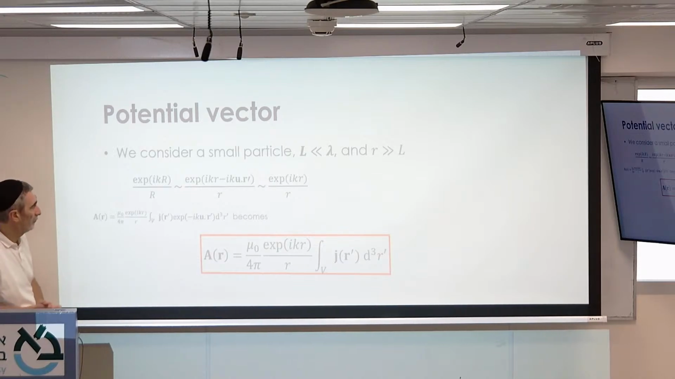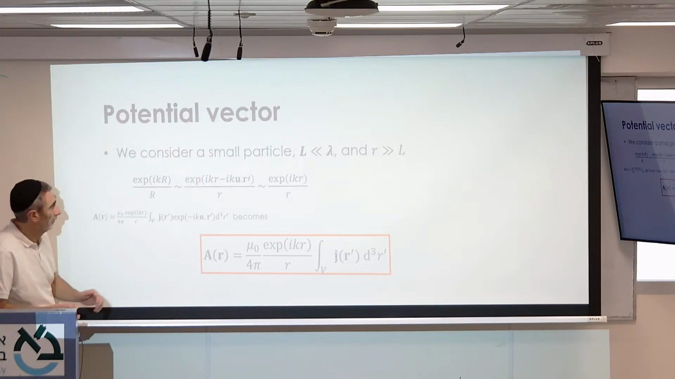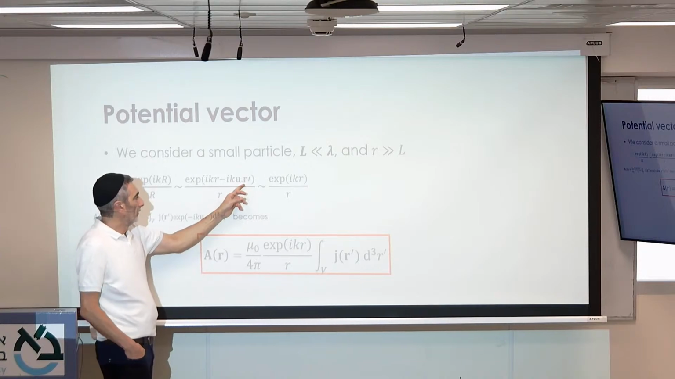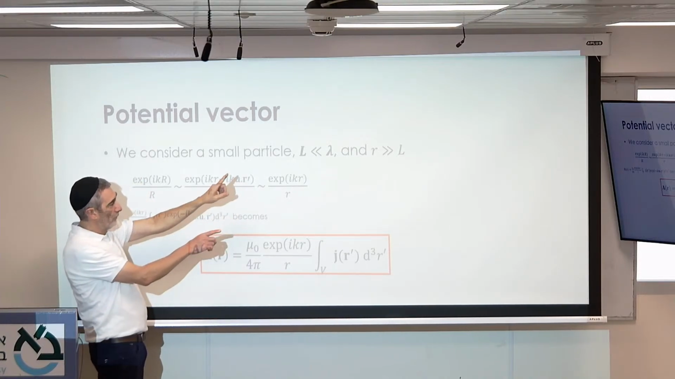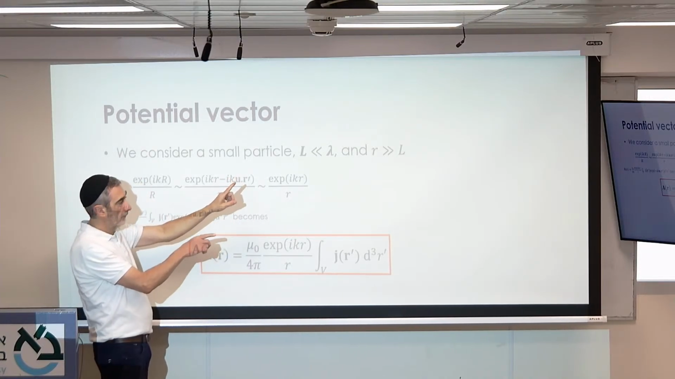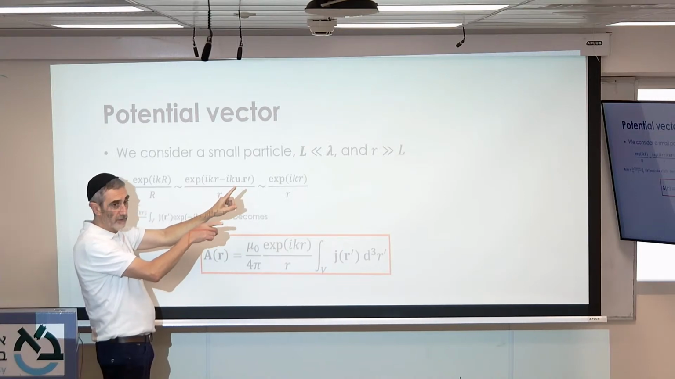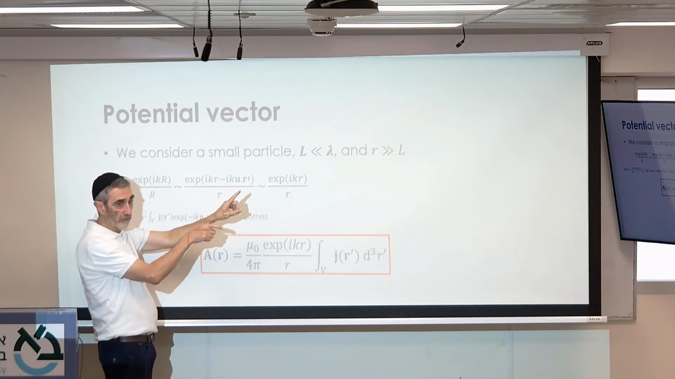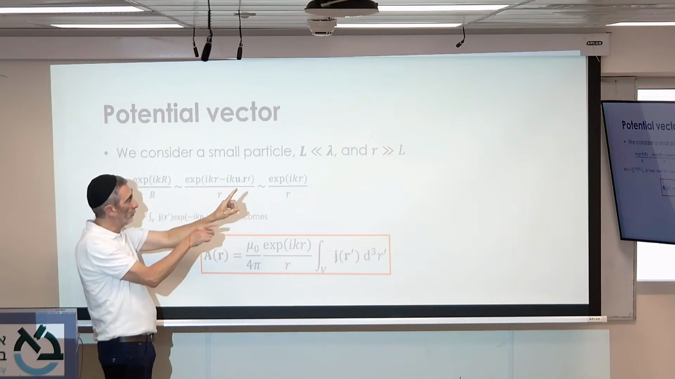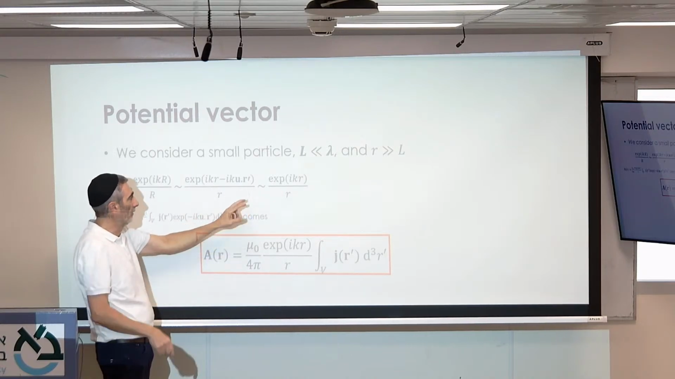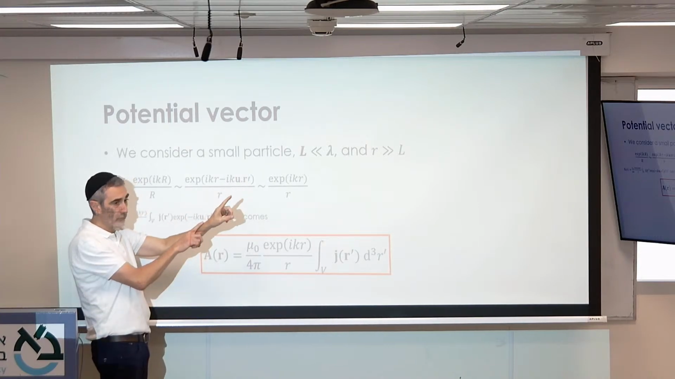In that approximation L is very small, so like you have one or a few atoms. What's the meaning of u dot r prime? It's the same direction u as before, and r prime is the position of your scatterer inside the volume V. You project this vector onto the u vector, so that's the projection of r prime on u.